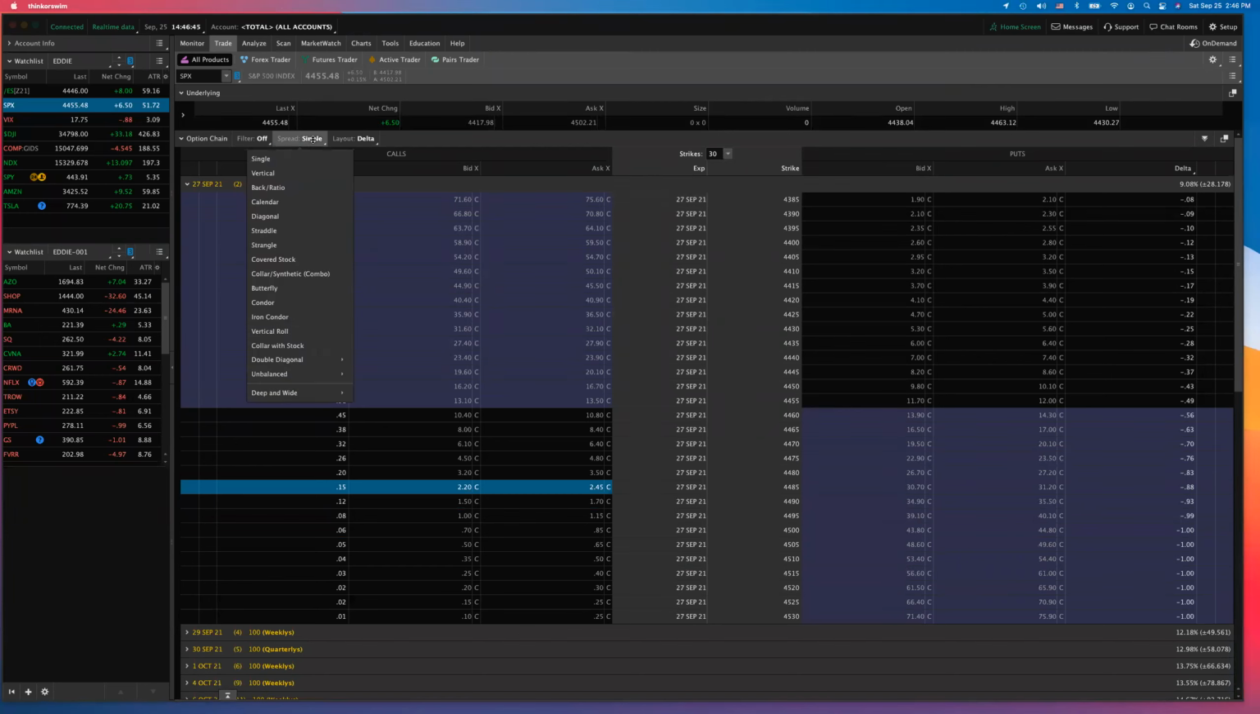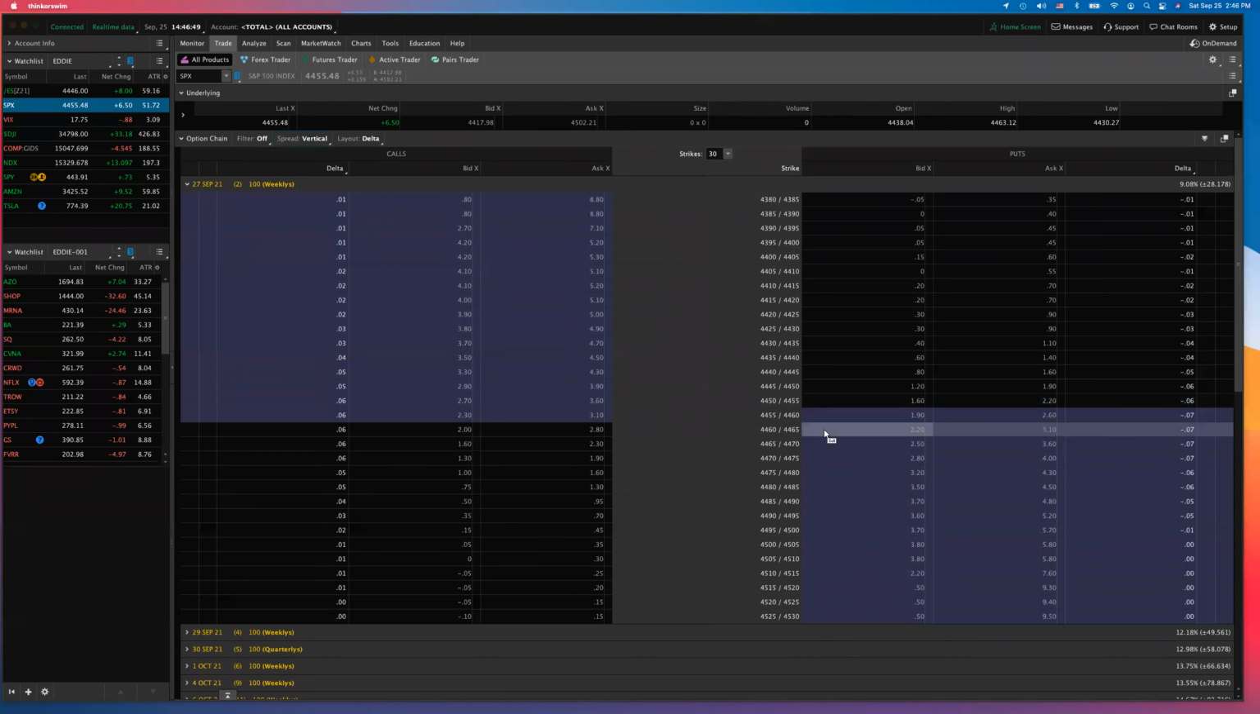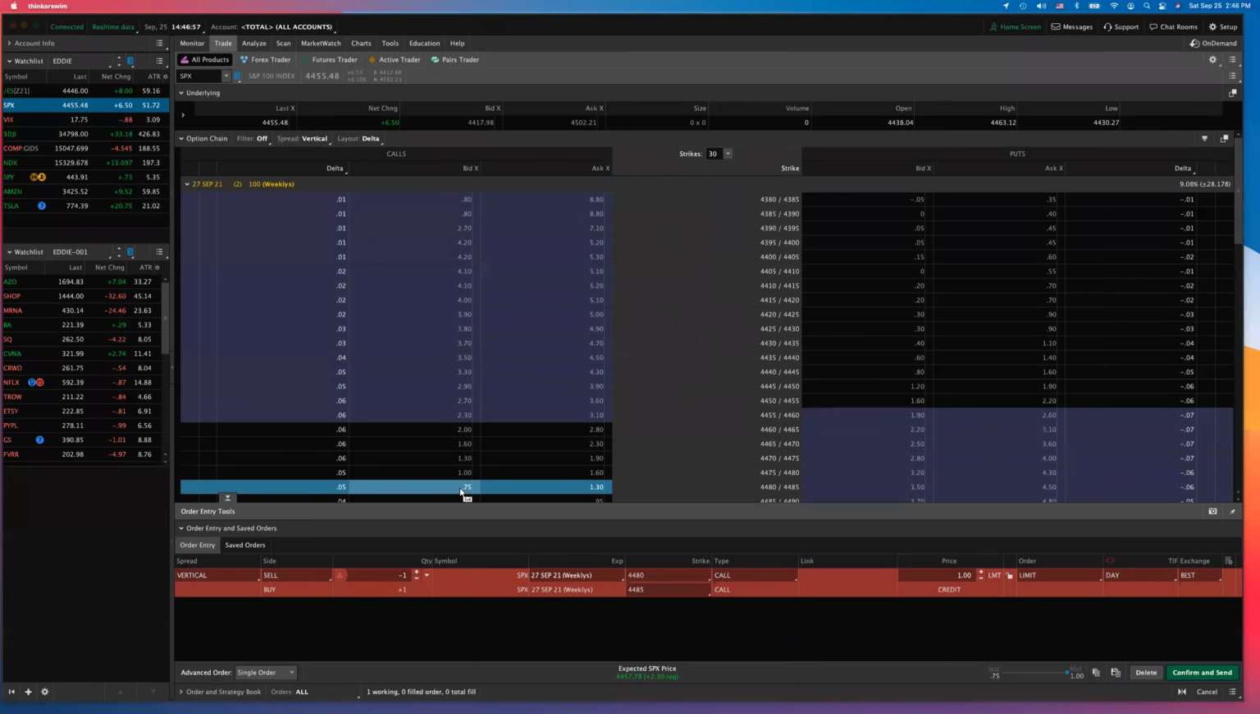I'm going to go to spread vertical. I'm going to select that strike, 44.80, 85. And I'm going to just push one time on that 75 cents. Right? I'm going to push that just once, and it builds that vertical for me. And I want to turn this into a bracket order, right? Into a bracket order.